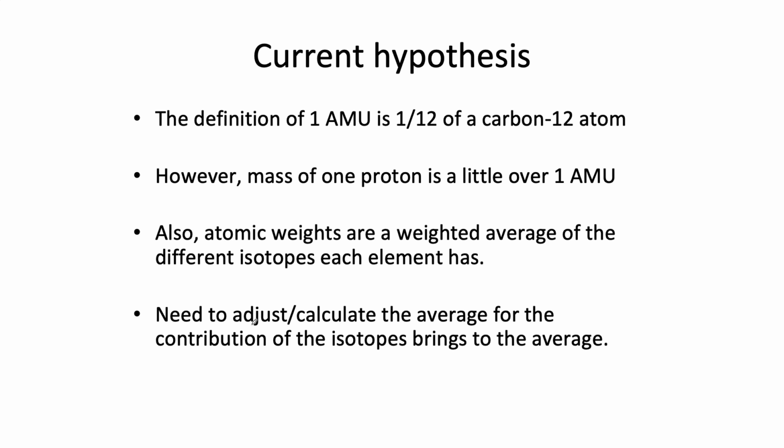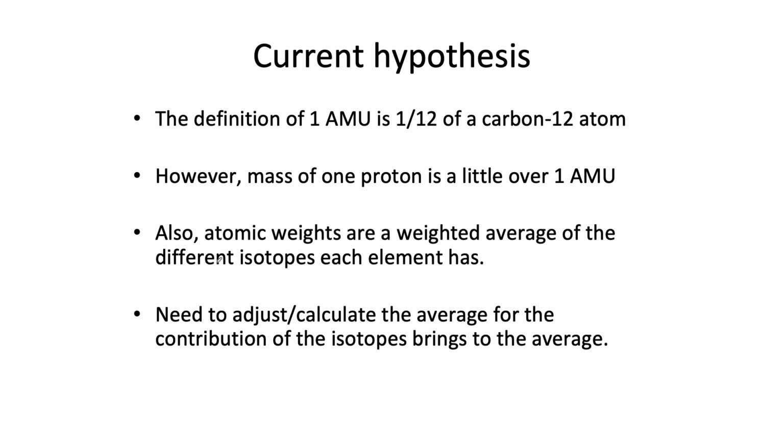So what we need to let you guys know about is that the current definition of 1 AMU is 1/12 the mass of a carbon-12 atom. And so a mole of carbon-12 is going to equal 12 grams. However, the mass of one proton is a little over 1 AMU, 1 Dalton. And we'll talk a little bit about that in chapter 3.